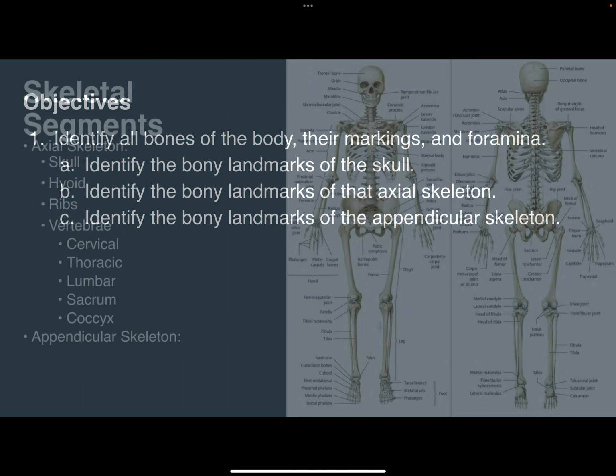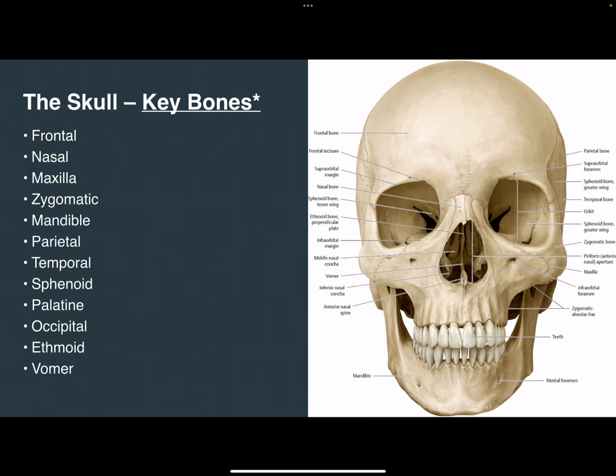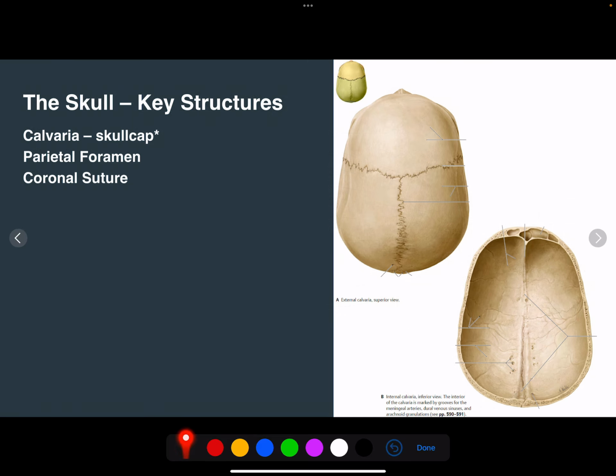Similar to class, these are our objectives, skeletal segments, and we're going to be going over these bones specifically in a bit more detail. So starting with the skull, okay, specifically the skull cap. All right, our calvaria is this dome-like upper portion of the skull that is made up primarily of the frontal, parietal, and occipital bones.